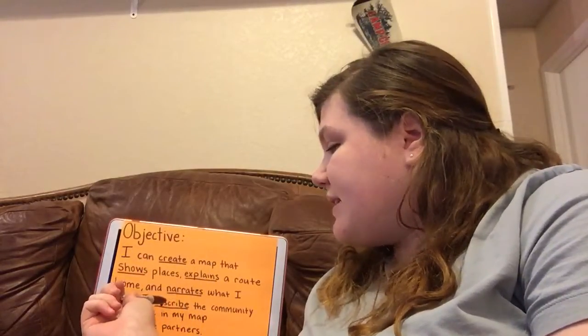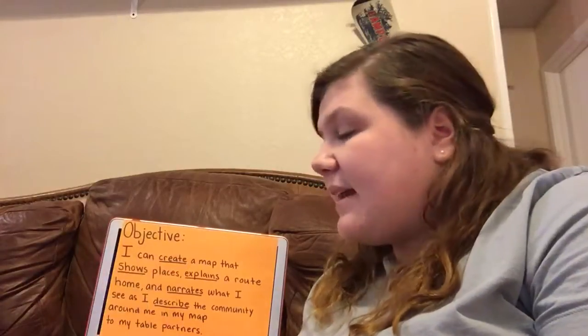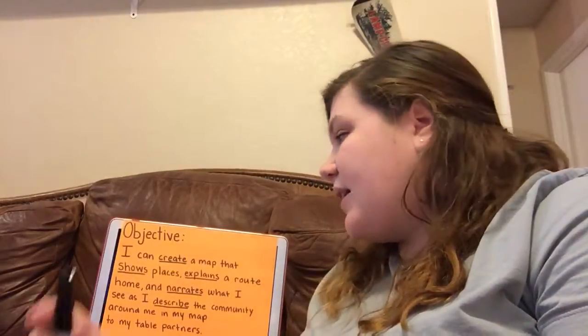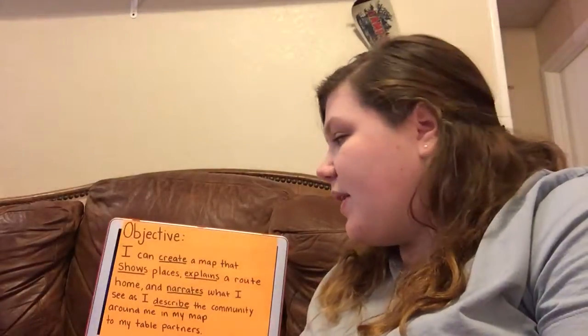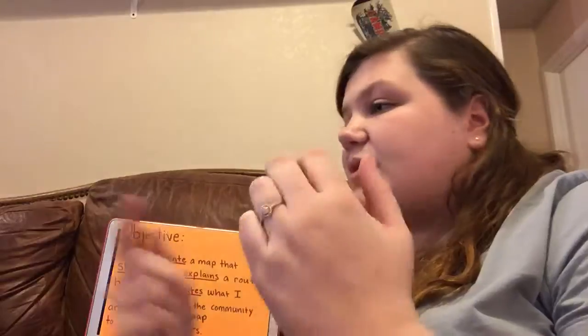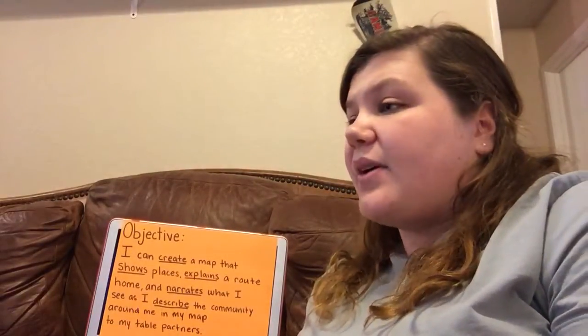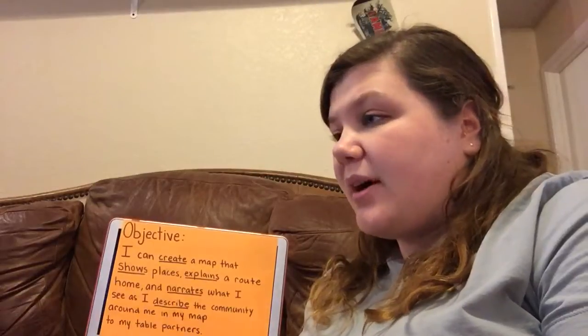And so with all our other verbs in this objective, we can connect it back to describe, because by creating a map and showing places on our map and explaining a route to our house and narrating what we see around us, we're describing the whole community that we live in. And today we're going to do that with our table partners.